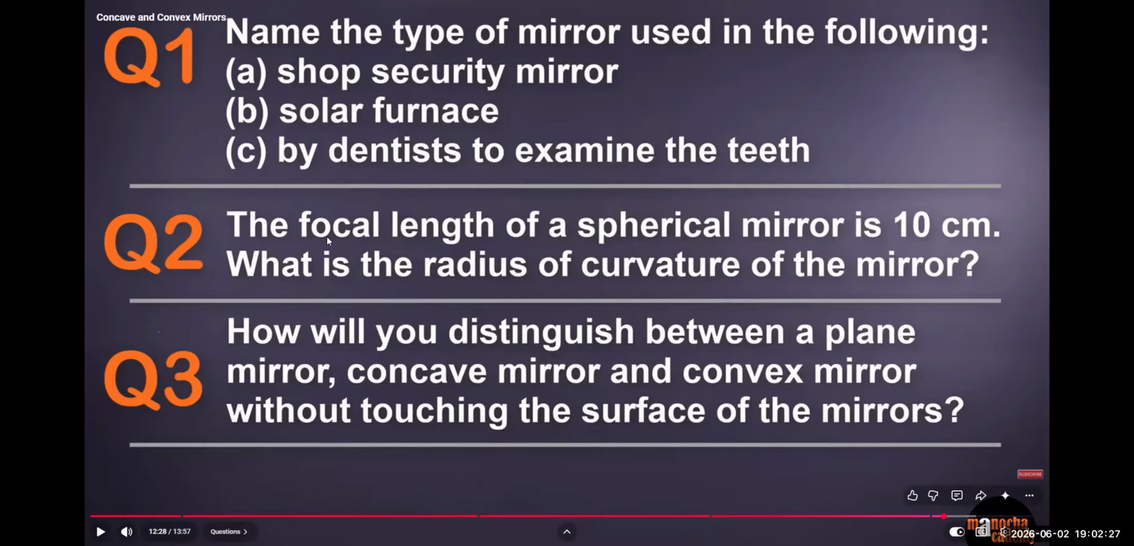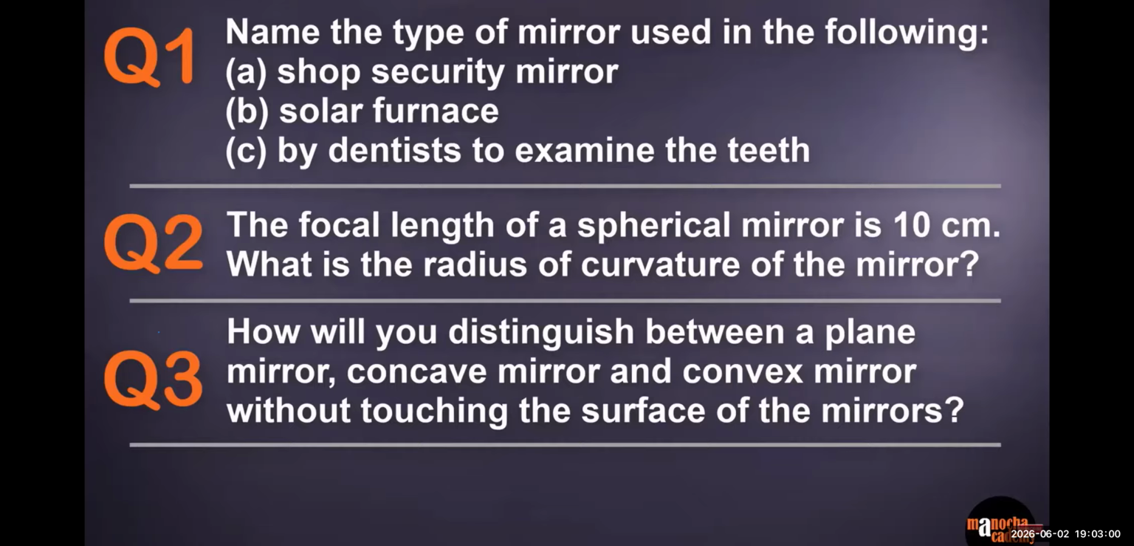Question number 2. The focal length of a spherical mirror is 10 centimeters. What is the radius of curvature of the mirror? Tell me the answer. Focal length is half of the radius. So is it 20 centimeters? Yes, it's 20 centimeters. Others understood?